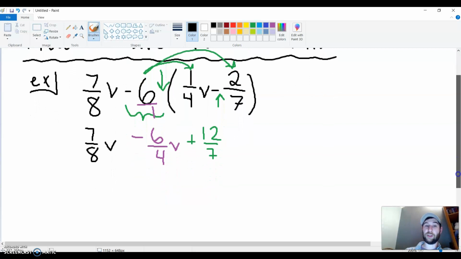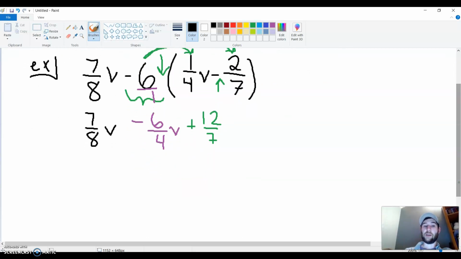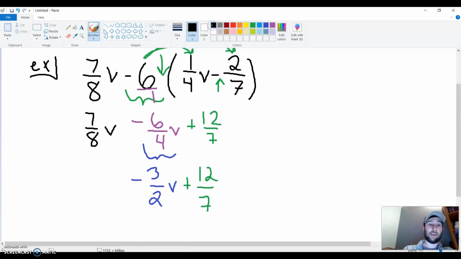I'm going to scroll down just a smidge. All right. We can make this a little bit easier for ourselves. Even though this is an extra step, we can simplify our 6/4. Both the 6 and the 4 are divisible by 2, so we can reduce that fraction, which is really nice because it makes it easier for us to tackle the problem. So 6 divided by 2 and 4 divided by 2 makes this a -3/2 v that we're working with. The plus 12/7 is still there, and the 7/8 v is still there.